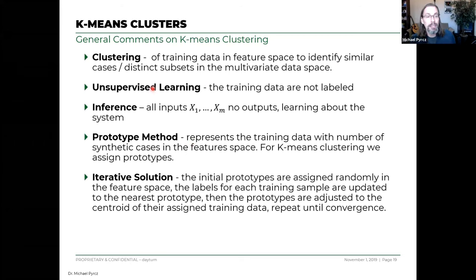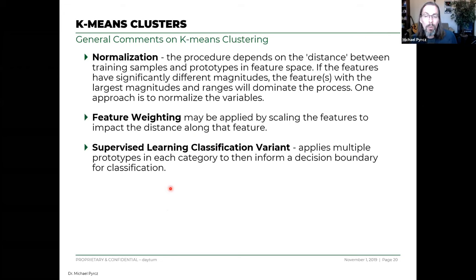Okay, let's step back. Let's summarize k-means clustering. Clustering, the data in the feature space, we're working with them to identify similar cases, subsets, the structures or natural grouping. Some people call it auto group assignment. So it's unsupervised learning; the training data, I'll show you, don't start with labels. We go in and figure out what those labels are going to be. Inference, we're really working with all inputs. We don't have an output. We're not making a prediction. I hope you can see there's no EUR recovery factor or something like that. I'm just working with petrophysical, geophysical parameter features, and I'm trying to figure out relationships. Prototype method, once again, the prototype idea, iterative solution. Okay, now we're going to need to use normalization.